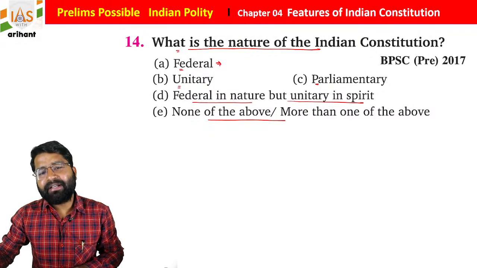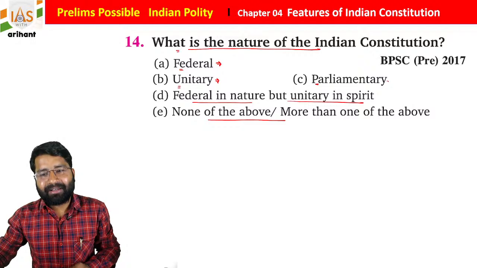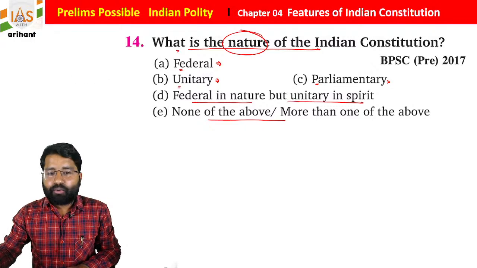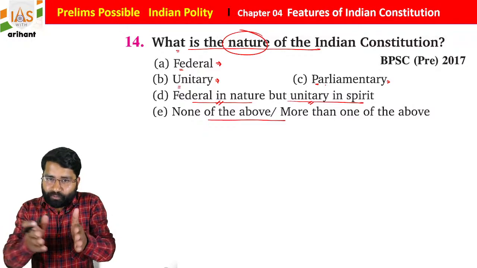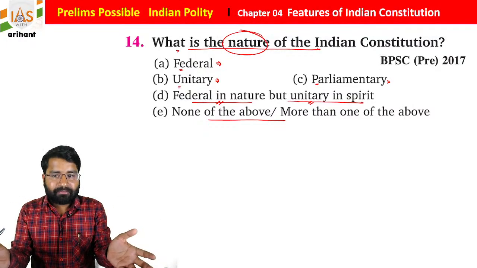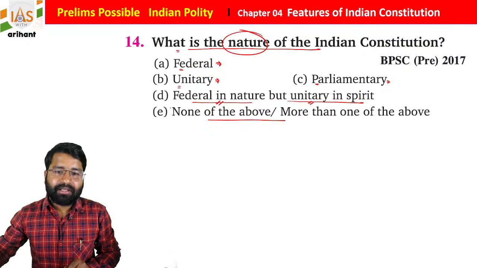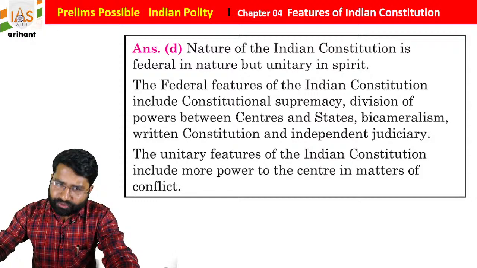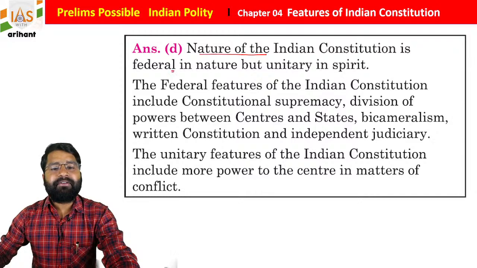Students, we are federal but we are not truly federal. We are unitary. There is a parliamentary form of government also, but they are asking about the nature of the Indian Constitution. So we are federal in nature but unitary in spirit. It means the union is divided into states for better administration, but in the end we are considered a union, students. So option D is the more correct and perfect answer. We have also added the explanation here: the nature of the Indian Constitution is federal but unitary in spirit, students.